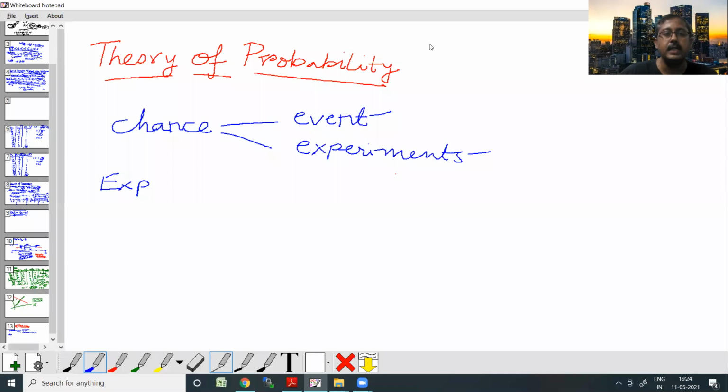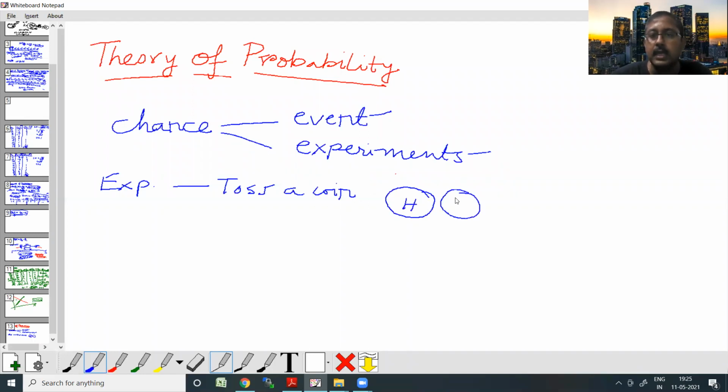An experiment is used to describe a particular action which can be repeated under certain given conditions. What do I mean by certain given conditions? Let me take an example. Say, for example, I toss a coin. I can keep on tossing a coin and note the outcome of that action, right? Either I can get a head or I can get a tail. So the action of tossing the coin is my experiment.